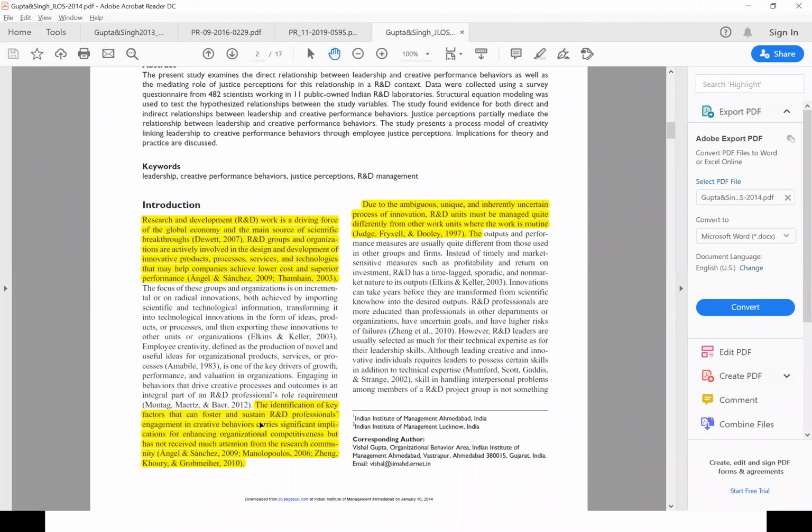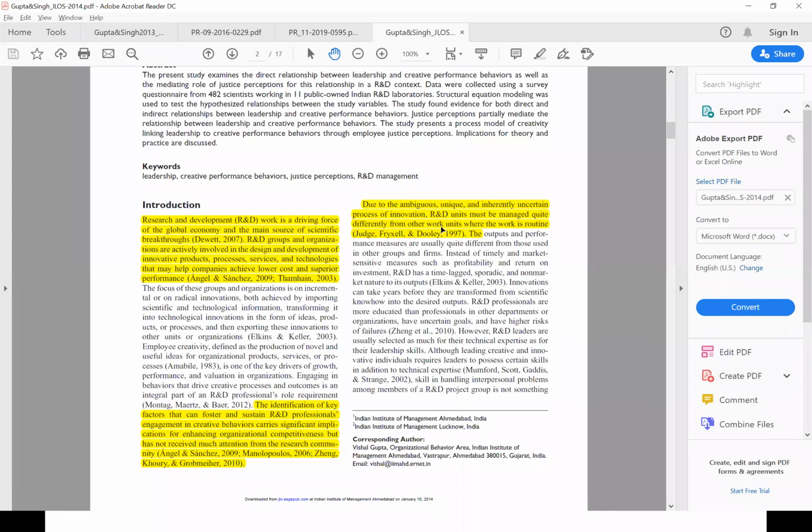Here I am saying that the identification of key factors that can promote and foster R&D professionals' engagement is important, but has not received attention from the research community. So we do not know this enough. Now again, I'm talking about how this context is different from other contexts.